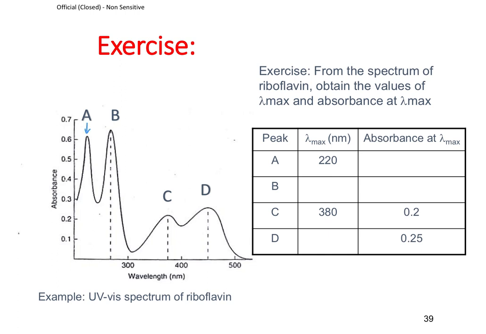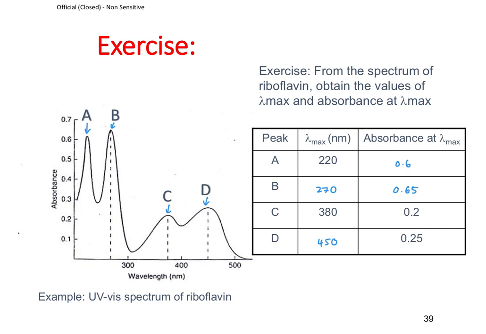The first peak is at 220 nanometers and the absorbance is about 0.6. The next peak is at 270 nanometers and the absorbance is 0.65. The third peak is at 380 nanometers and the absorbance is lower at 0.2. And the fourth peak here is at wavelength 450 nanometers with an absorbance of 0.25.